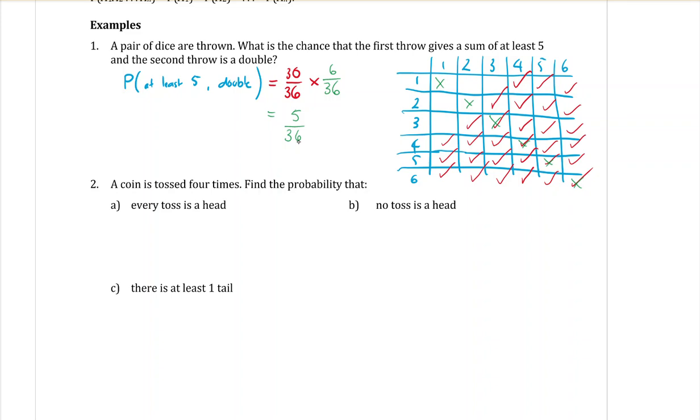How did I get one? Okay. 5 out of 36. Okay, all right, we're good. Question 2, let's keep moving.